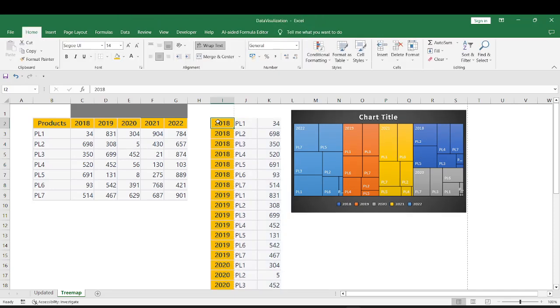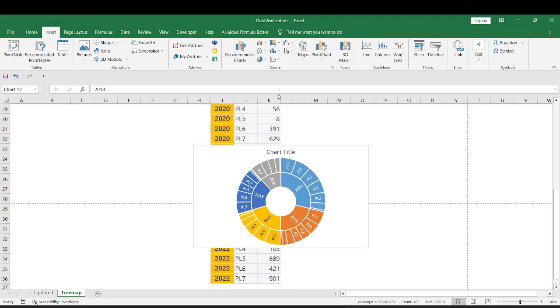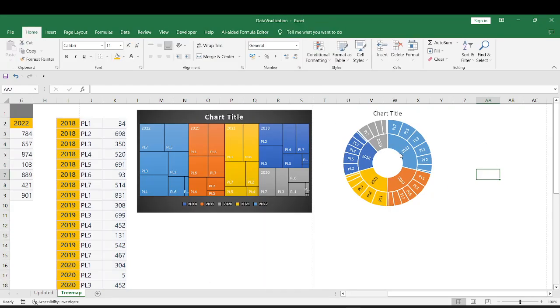Let me insert the sunburst chart for us to have a side-by-side comparison. Insert sunburst chart. Let me remove the background of this chart. Here in the sunburst chart, we saw that 2022 was the biggest area in the inner circle and 2020 was the smallest area in the inner circle. But 2019 and 2021 looked almost similar, so we were not able to make out if 2021 or 2019 was the year with the highest quantity produced.